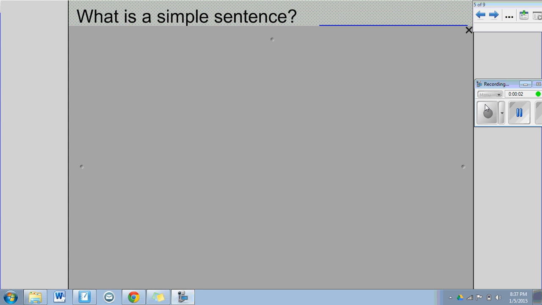In this lesson, you are going to learn about a new type of sentence. But before we get to the new type of sentence, let's review what you already know about the different sentence structures. What I'd like for you to do is to open up to your grammar section in your notebook and go ahead and write down simple sentence. And then I'd like you to write down what a simple sentence is.